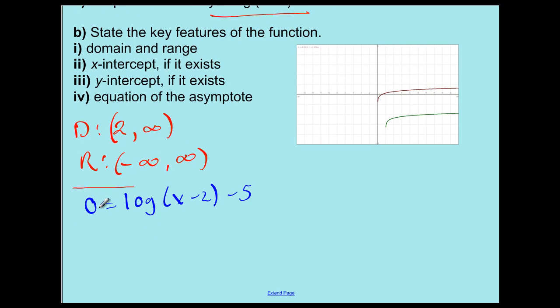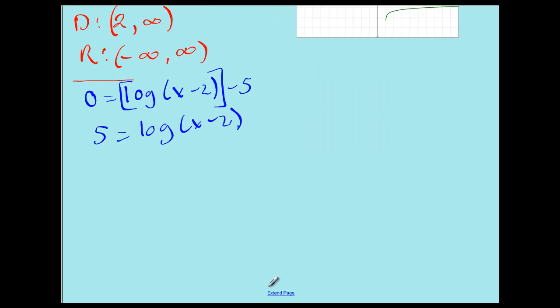I'm going to move that 5 across because this is one big term. I cannot separate this at any time. That's a common mistake. So I end up with 5 is equal to log of x minus 2. Now at this point, it gets a little confusing because we can't just plug this side into our calculator. But when we get stuck, we can remember that this is the common log. And so what I can do is rewrite it in exponential form.